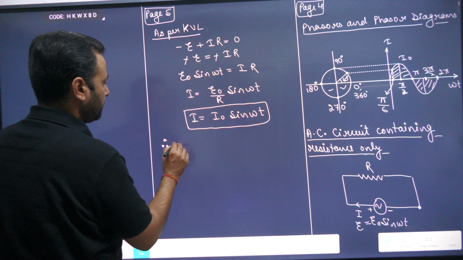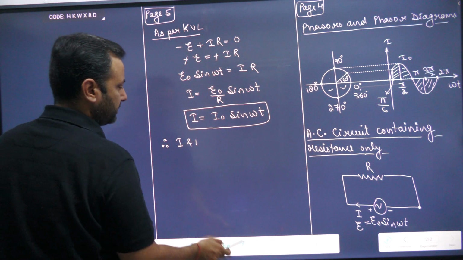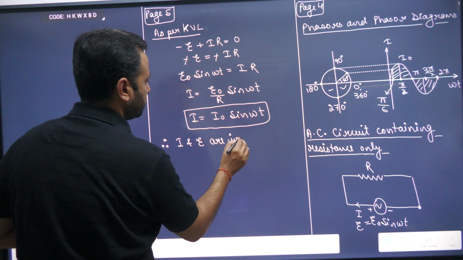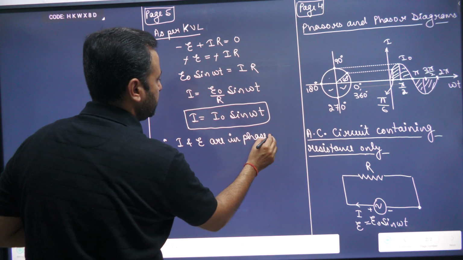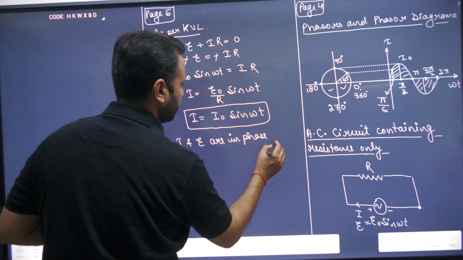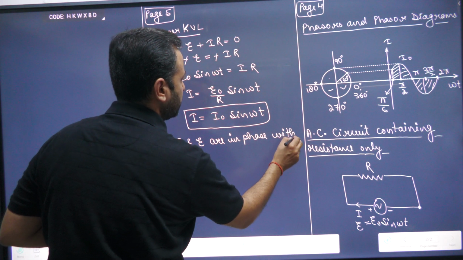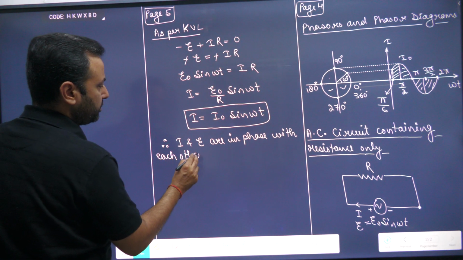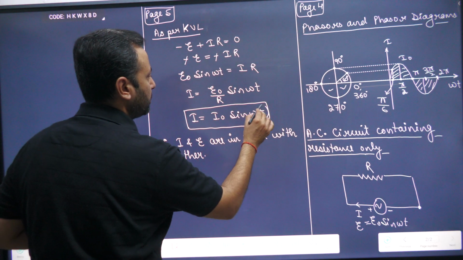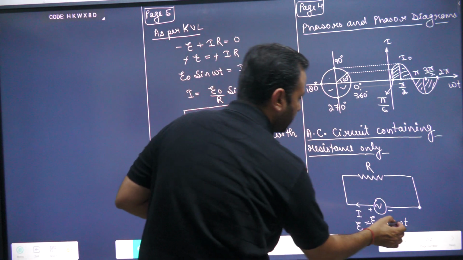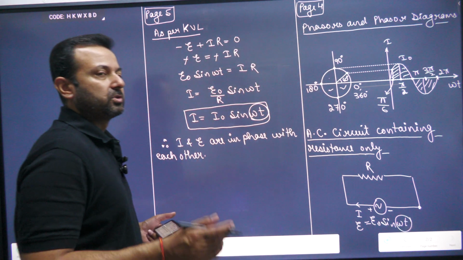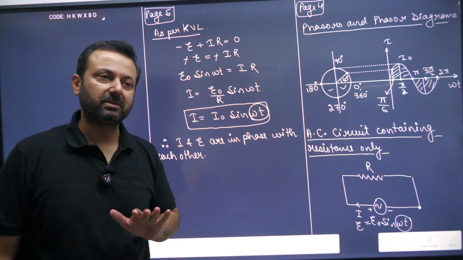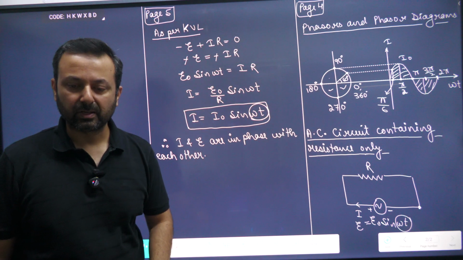Therefore, I and E are in phase with each other. Is that clear to you? They are in phase with each other because both are making the same angle, omega t, and this is also making the same angle omega t. So when current and EMF both make the same angle, it means that they are in phase with each other. Is this clear?